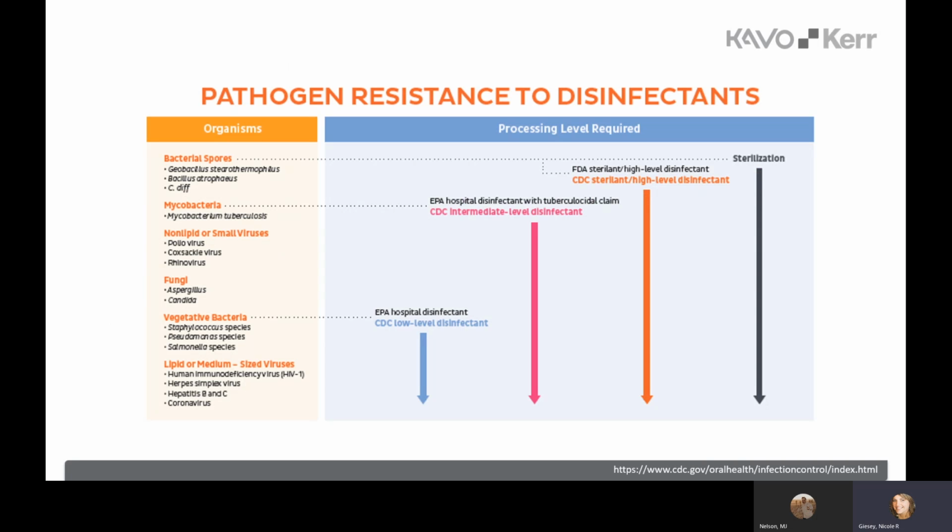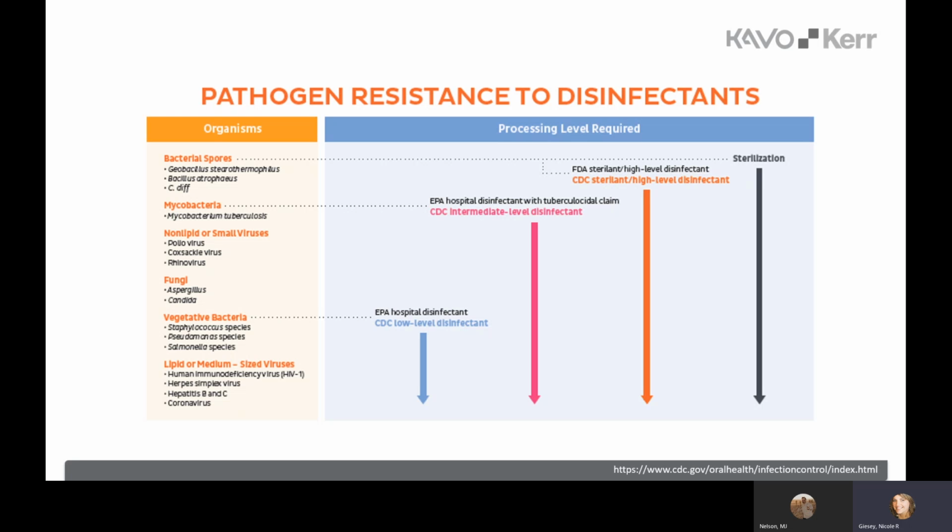So this is a great chart that I love to refer to all the time, the pathogen resistance to disinfectants. So if you look on the left side, there's a list of all the organisms. On the very, very bottom is coronavirus. So they start at the bottom as how easy it is to kill, working all the way up to bacterial spores. And if you go over to the right, you see that the only thing that's going to kill spores would be sterilization. So if you go all the way back down to coronavirus, you could see that technically even an EPA hospital disinfectant, CDC low-level disinfectant would be able to kill those type of organisms.